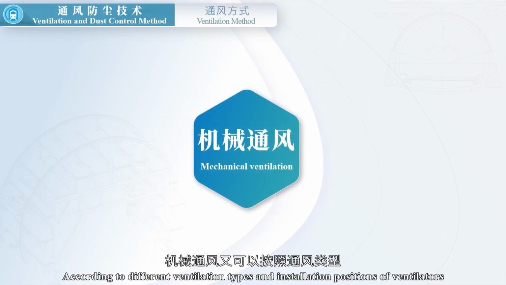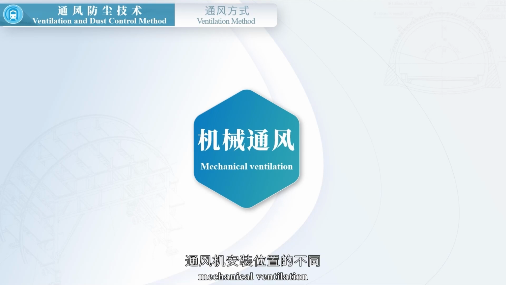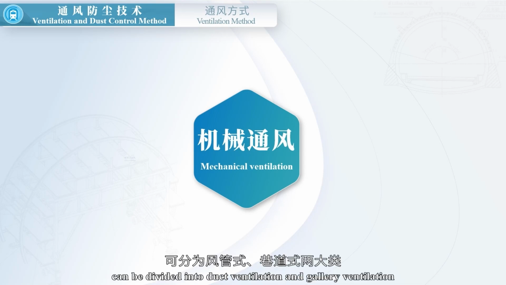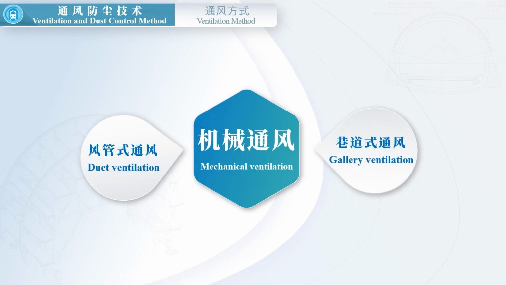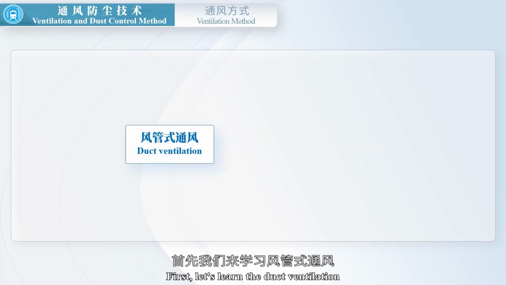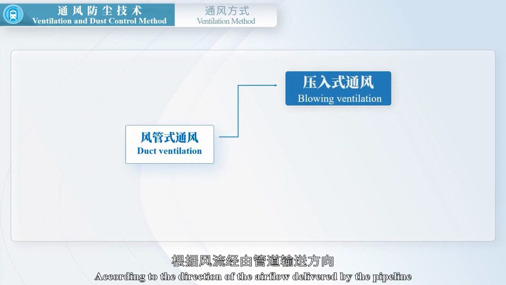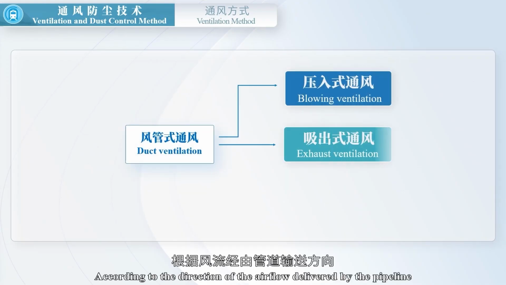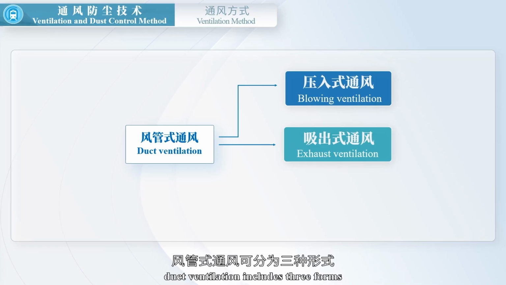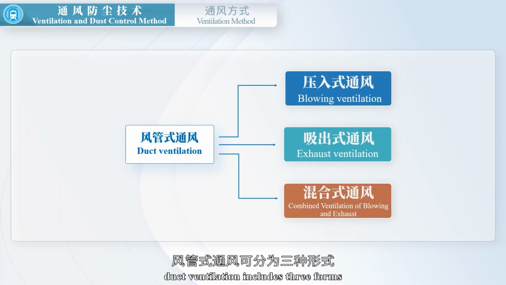According to different ventilation types and installation positions of ventilators, mechanical ventilation can be divided into duct ventilation and gallery ventilation. First, let's learn the duct ventilation. According to the direction of the airflow delivered by the pipeline, duct ventilation includes three forms.